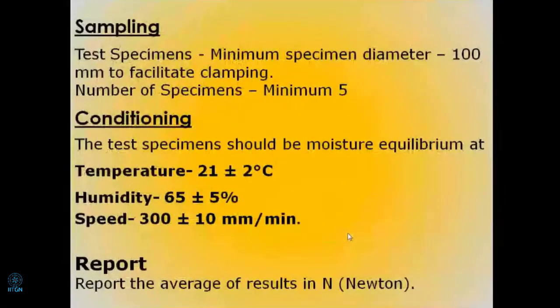Now sampling, minimum 5 samples are required of 100 mm dia for this test. Again, temperature conditions should be 21 plus minus 2 and humidity requirement is 65 plus minus 5. The rate of speed for this test is 300 mm plus minus 10 mm per minute. The value of the load is reported as the average of test results on the minimum 5 samples in terms of Newton.